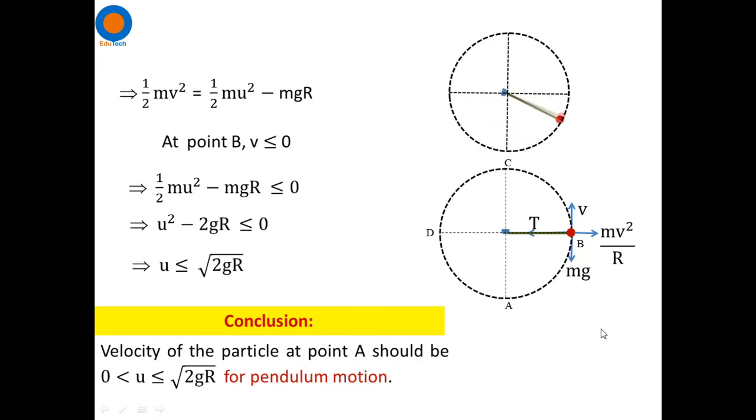Definitely the initial velocity has to be greater than 0, then only it will move ahead of this point. Please note it down.